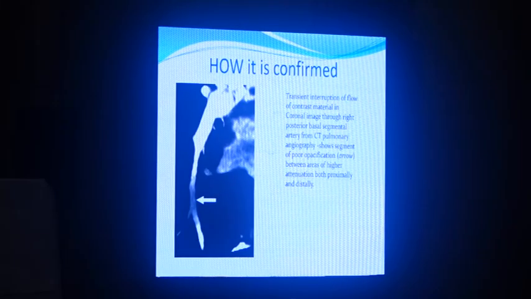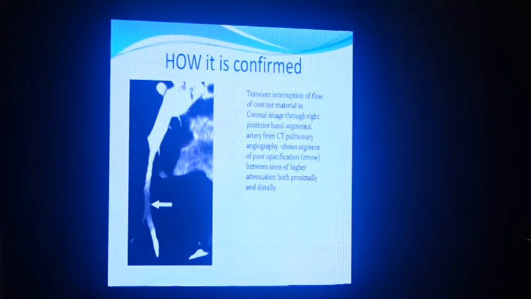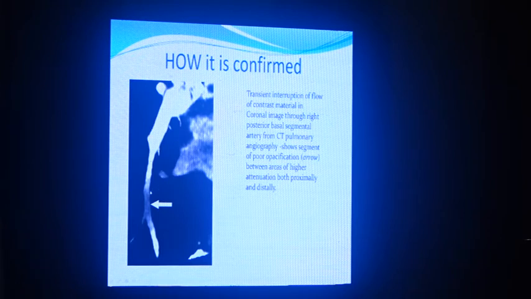If there is a thrombosis in the lobe, you can see the density of the dye here and here at the end, and here there is an attenuation. So it is a confirmation there. There is an attenuation or interruption of the flow of contrast material. So it is a thrombosis of the pulmonary artery.